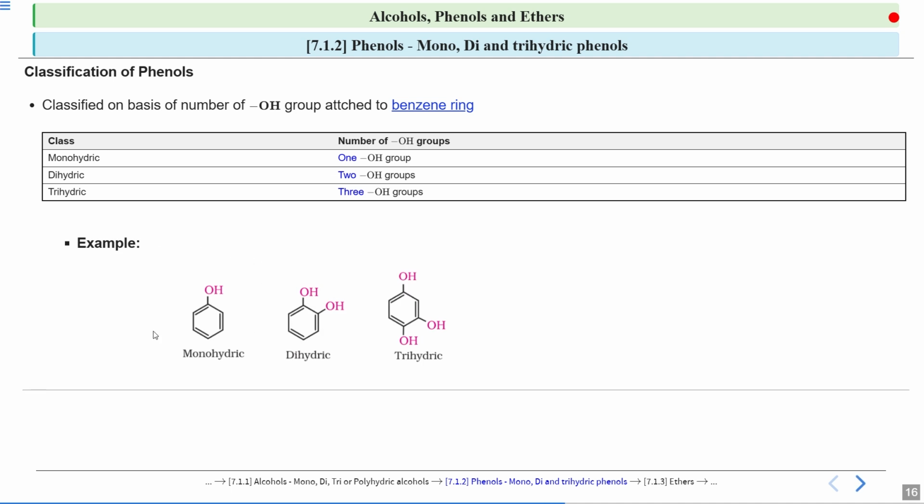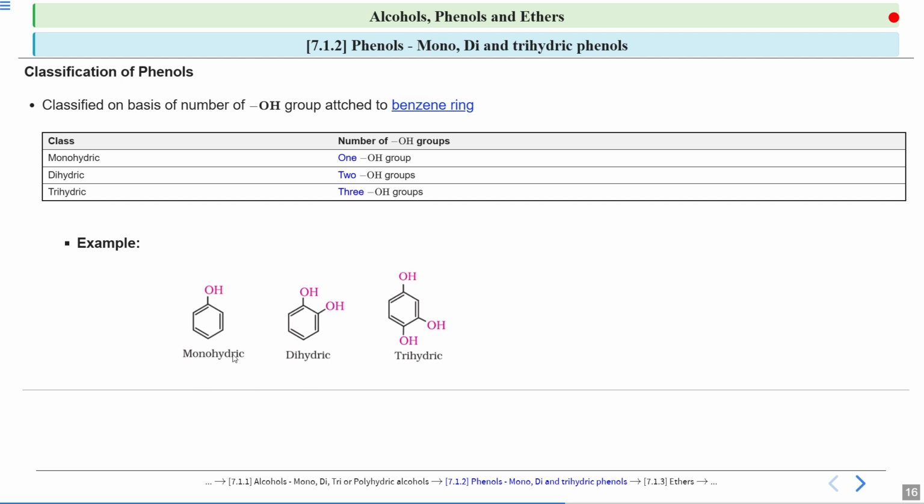For example, this phenol is monohydric. This 1,2-dihydroxyphenol is dihydric, and this 1,3,4 trihydric phenol is trihydric because 3 hydroxyl groups are present in this benzene molecule, or you can say 3 hydroxyl groups are directly attached to carbons of the benzene ring. Okay, so this is trihydric. Tri means 3, di means 2, and mono means 1.